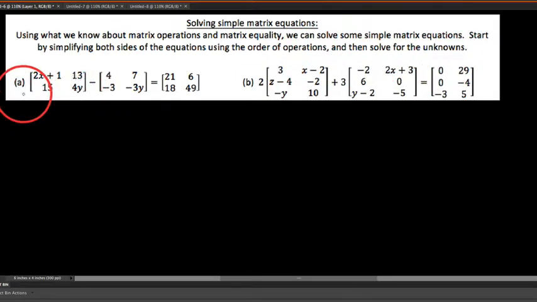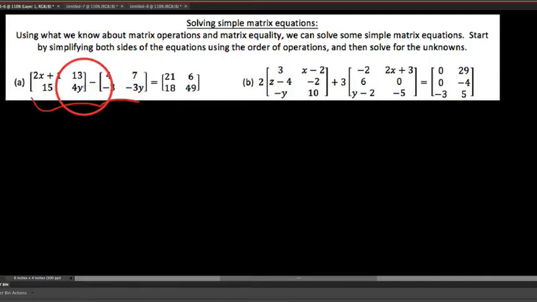And so just like a normal equation, a real number equation, I want to call it normal, matrix equations have two sides, a left side and a right side, and often what we could do is simplify one side into a single matrix, so that way we can have a single matrix equal to a single matrix, and in that way we could also relate corresponding entries.